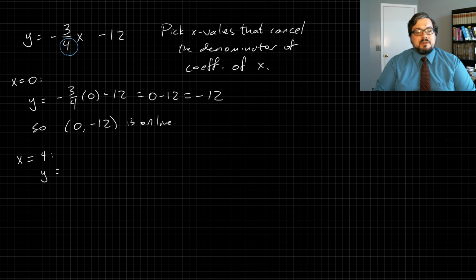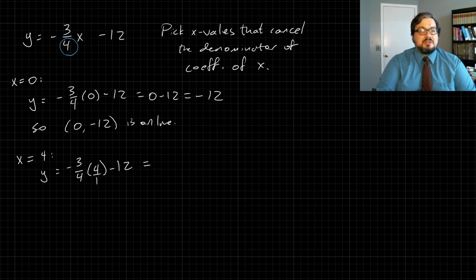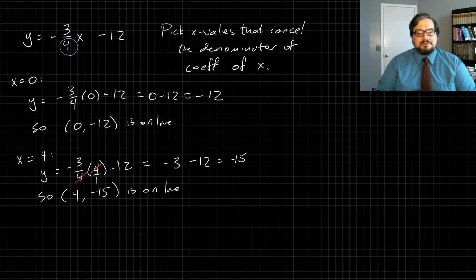So let's try just using x equals 4. If x equals 4, then we get y is equal to negative 3/4 times 4 minus 12. Now, if we take 3/4 times 4, that's actually 3/4 times 4 over 1. The 4's cancel, and we're left with negative 3 minus 12, which is negative 15. So that means that the point 4 comma negative 15 is on the line.